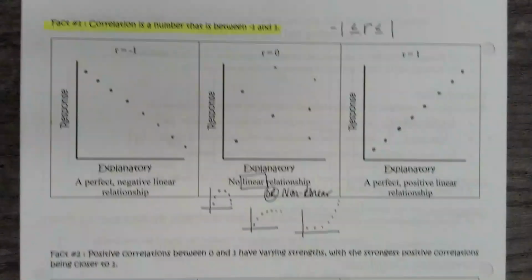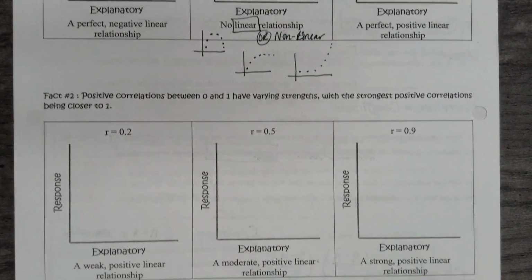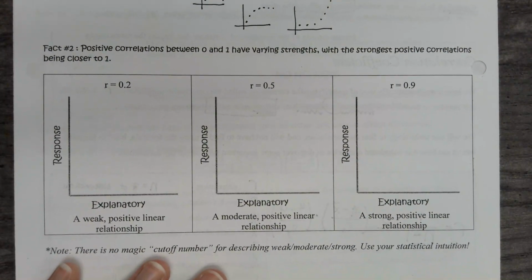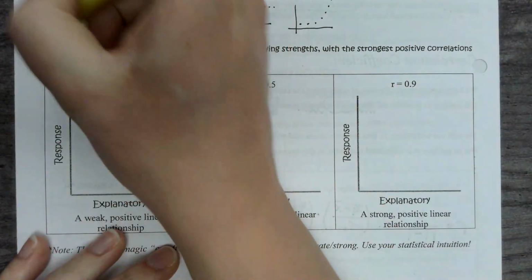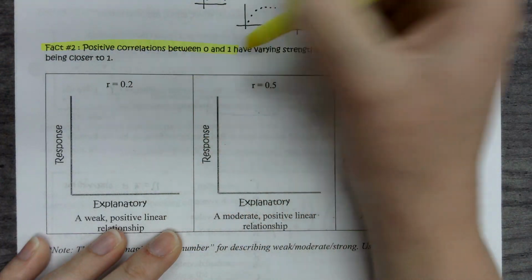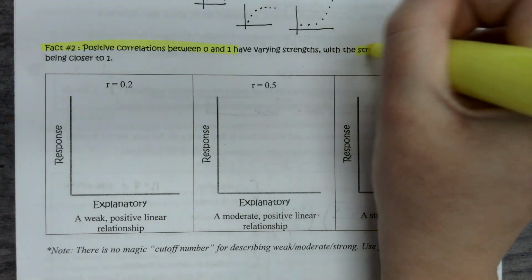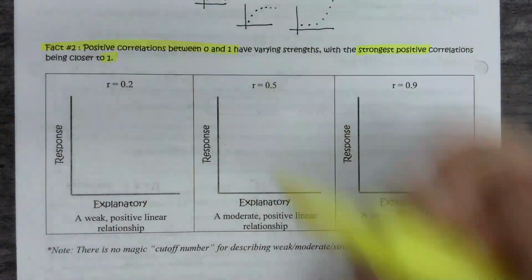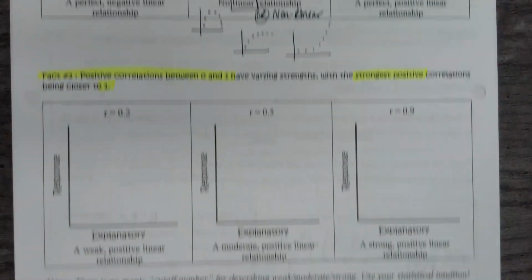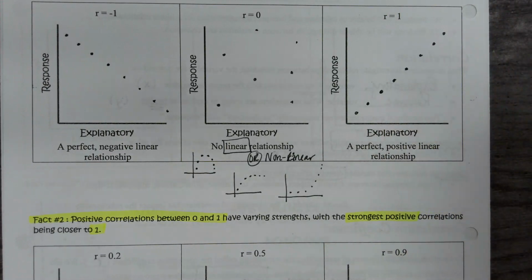All right, our next fact is that when we have positive correlations, we will have our positive correlation between 0 and 1 and varying strengths. Remember, your strongest positive is going to be close to 1. Just like we have here. Strongest positive, close to 1. It is a perfect positive linear relationship.